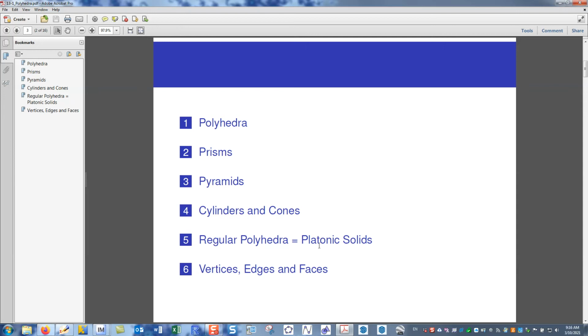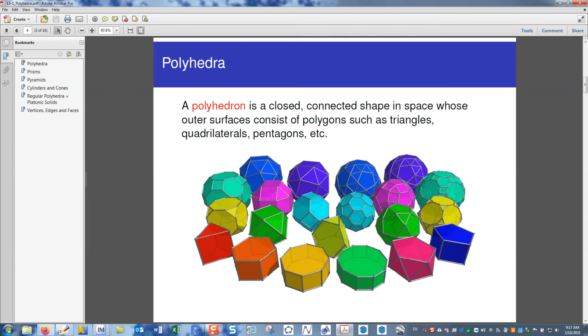And then we're going to take a look at a really interesting relationship that has to do with vertices, edges, and faces of any prism, actually any polyhedra. So let's start out right away by talking about what a polyhedra is.